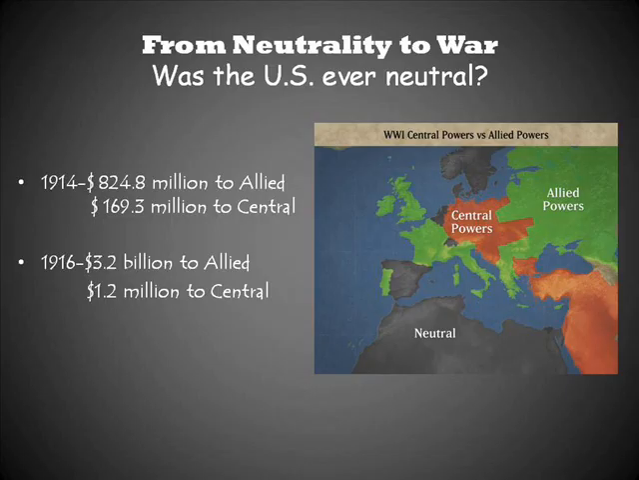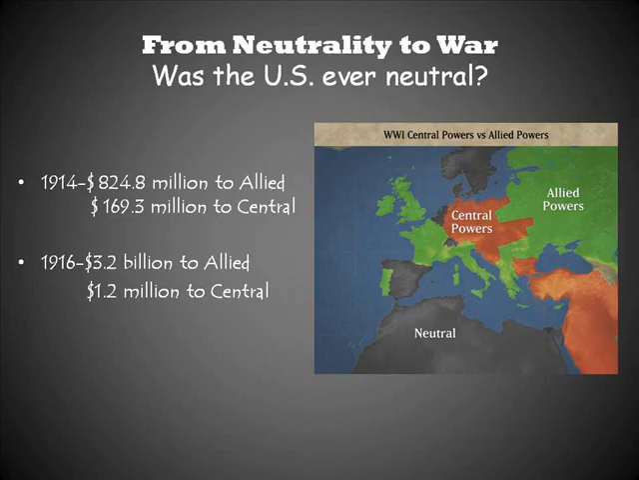So if you look at the numbers as what the U.S. was up to and how much they were trading with other countries, well, in 1914, they were trading about $824.8 million worth of goods to the Allied powers versus $169.3 million to the Central powers. What a difference there. It is.